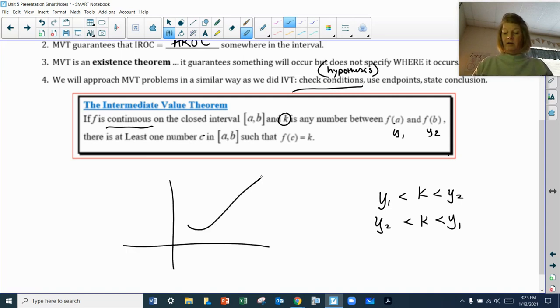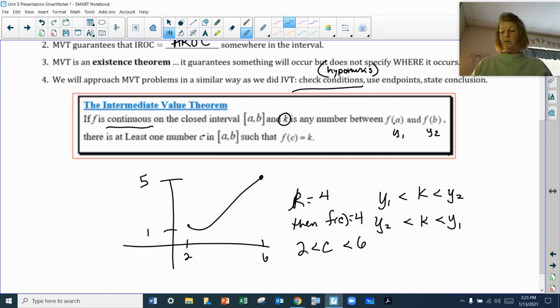We had to have continuity. So if I had the number 1 there, the number 5 there, and I said k equals 4, then is there a c value that when I plug in f of c, I get out 4, such that c sits between, let's use different numbers, 2 and 6, such that c sits between 2 and 6. And if it's continuous, absolutely. Where would 4 be? About there. There's 4, and voila, we found c, and it's between 2 and 6.